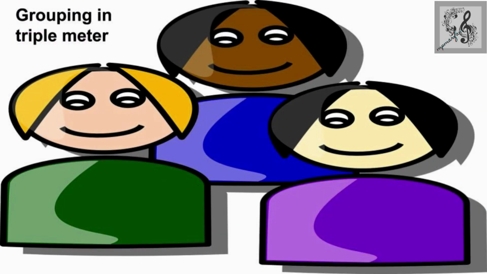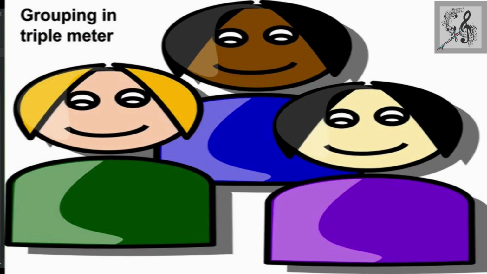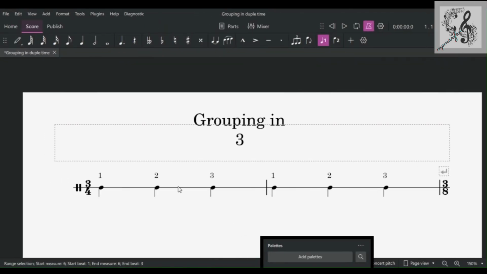Grouping in triple meter. All right, so when you are in 3/4, it follows the same rules as you would in 2/4. You separate the counts. 1, 2, 3.